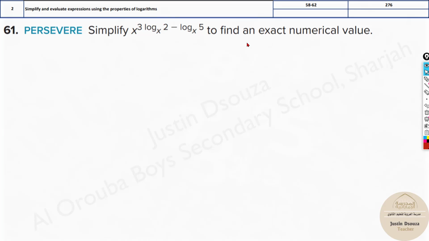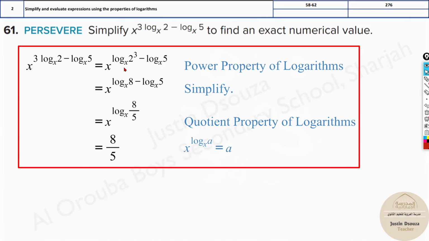You can try this in the calculator. It might take a long time if you're going to get it, but generally such problems you may not get it. So we will use the properties. It's again simple properties of log.